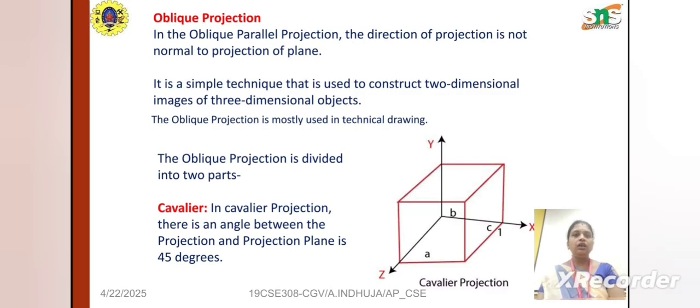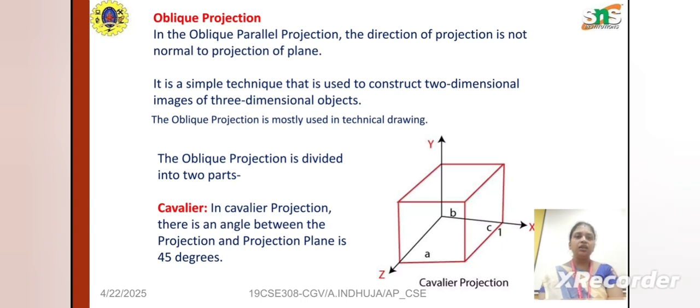Hi all, in the previous video we saw about parallel projections. Now we are going to see about oblique projection. Oblique projection is also a type of parallel projection. In the oblique parallel projection, the direction of projection is not normal to the projection plane, which means your projectors, that is imaginary lines, are not parallel to the projection plane. When this type of projection appears, it comes under the category of oblique projection.